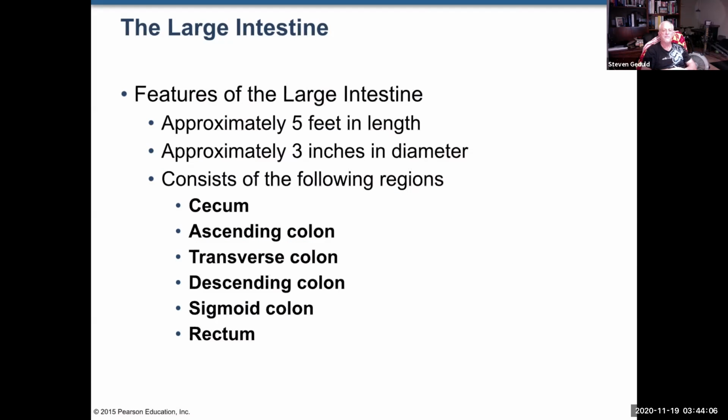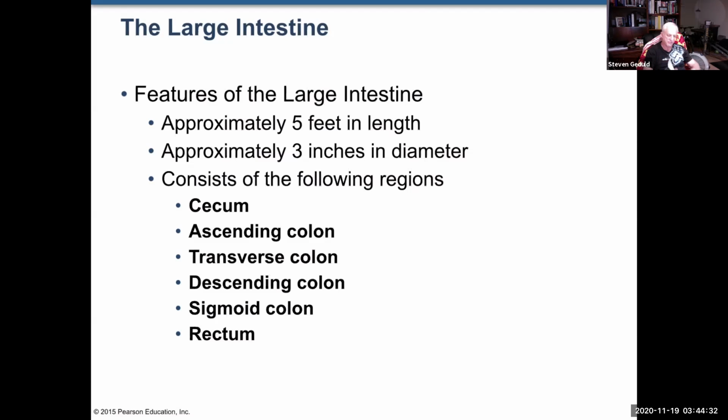The large intestine is about 5 feet long, 3 inches in diameter, and consists of these different regions here. Now remember, the large intestine is shorter than the small intestine. It's thicker though, it's wider. That's the reason for the large versus the small. It consists of the cecum. The cecum is the part where the ileum feeds into the large intestine. That's your cecum, the beginning of your large intestine.